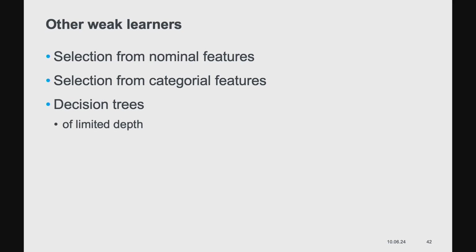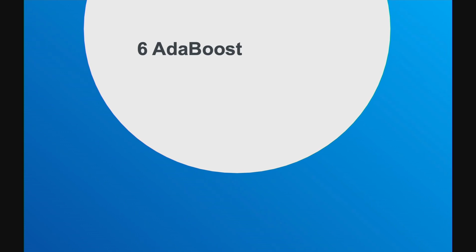And of course we can extend that. We can extend that to nominal features, categorical features. We could even have functions that are a little bit more complicated, like very small decision trees, where we have maybe a few steps, have a certain depth of a decision tree, like 2 or 3. Okay, so this is just the preliminary that we need now and that we use in AdaBoost.